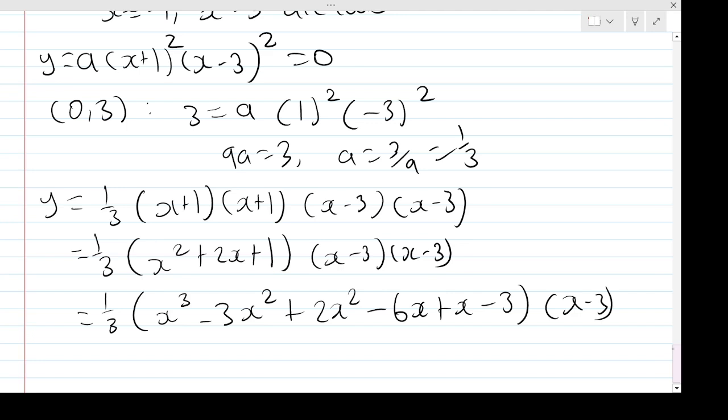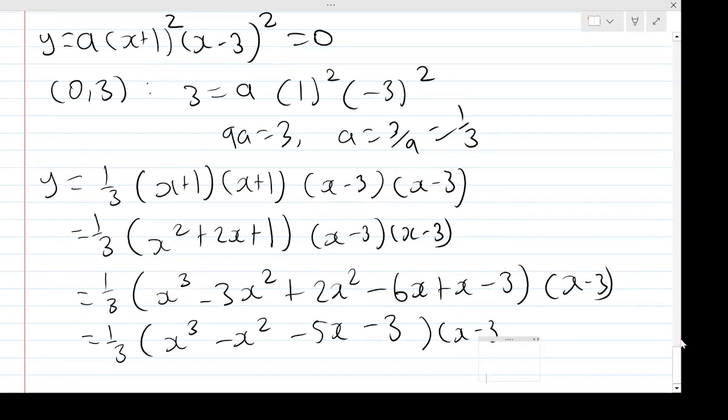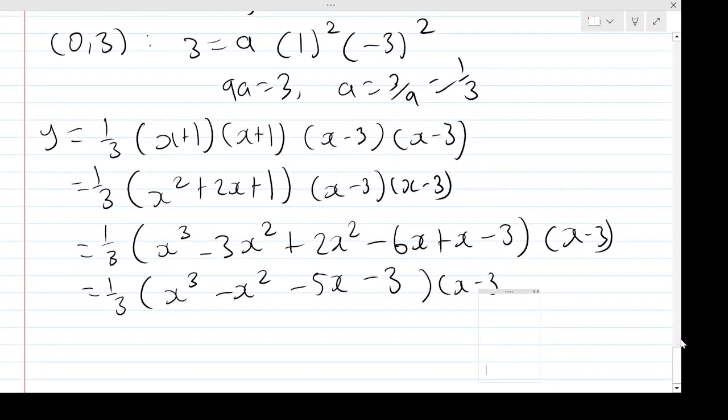Then I'm going to expand these two, but I'm going to simplify first to help me out. So I have a third of x cubed minus x squared, and if I collect all the like terms together, simplify, minus 5x, minus 3. Okay, cool. Then that's x minus 3. Okay, then I need to expand this.